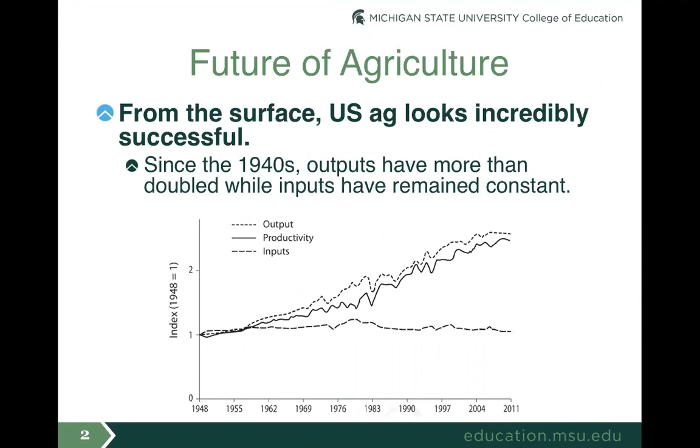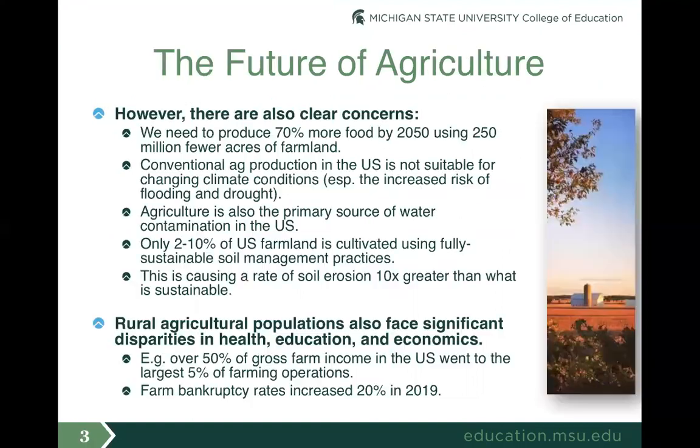For example, since the 1940s, agricultural output has more than doubled, while inputs have remained relatively constant. However, if we look below the surface, we can see some clear concerns. We'll need to produce a lot more food using a lot less farmland in the next 30 years.